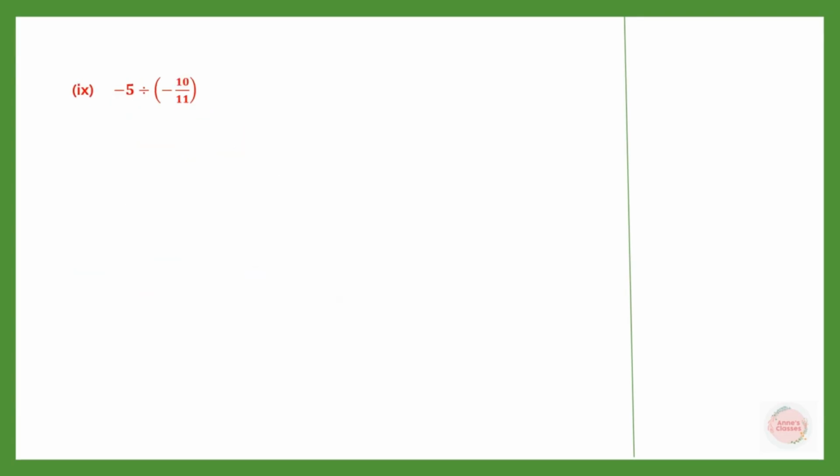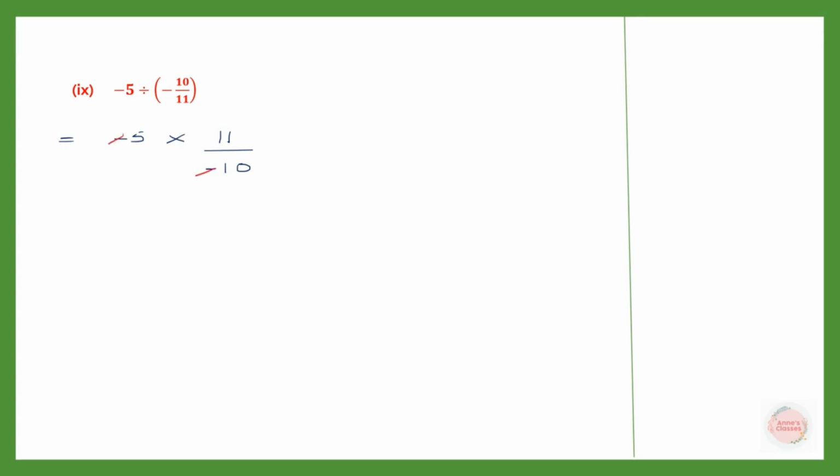Question 9. Minus 5. Division changes to multiplication. Now remember, whenever you have a minus sign, you can give it to the numerator or the denominator. So here we'll give it to the numerator like we did in the previous questions also. So minus 10 by 11, when you write the reciprocal, it becomes 11 by minus 10.